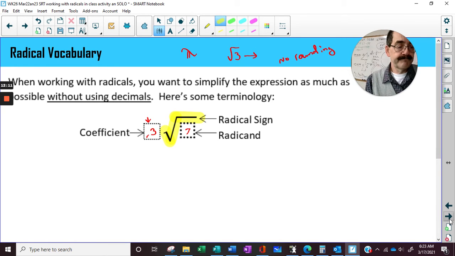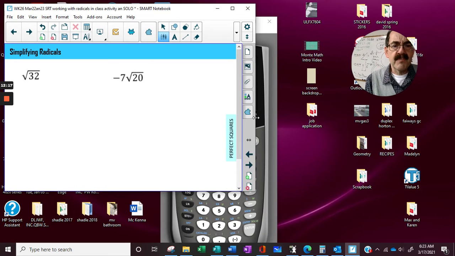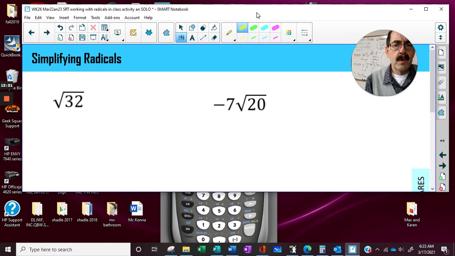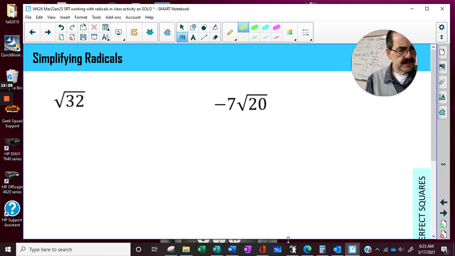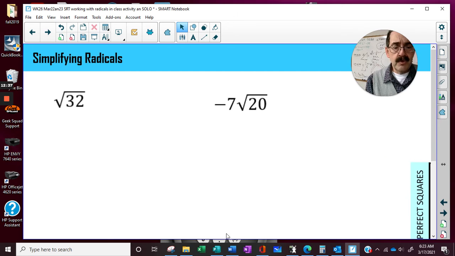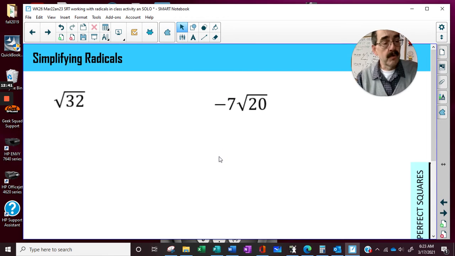Remember, at any time, just pause the video. We want to simplify. Well, how do we simplify a radical? We're looking for items that are perfect squares. And we got this little cheat sheet here, and you have your cheat sheet on the back of your foldable. All right, so 32.